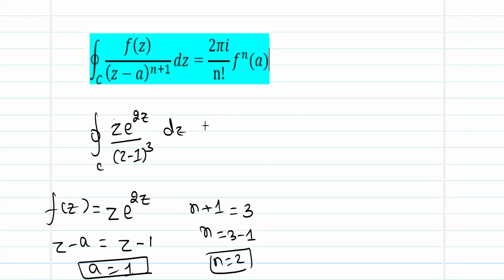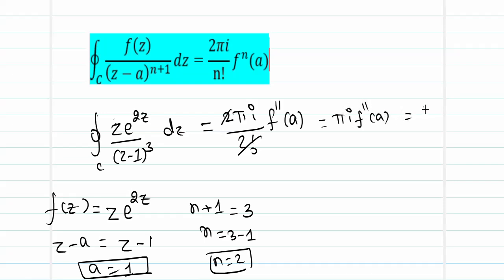Now I am ready. So what is the right hand side? It is 2 pi i divided by n factorial. So it is 2 factorial into f n of a. So n is 2. So it is double derivative of a. 2 factorial is 2. So this 2 can be cancelled off. So I have pi i into f double dash of a. So what is this f double dash of a? It is going to be f double dash of 1. So before moving on to this, I need to get the derivative. So we will find the derivative.